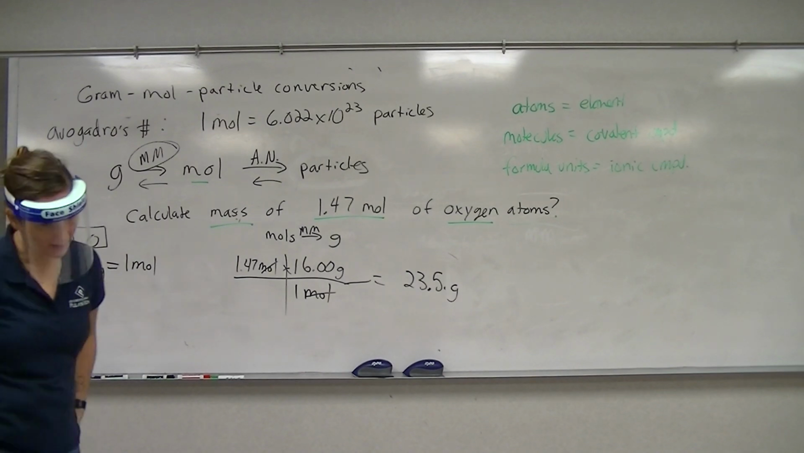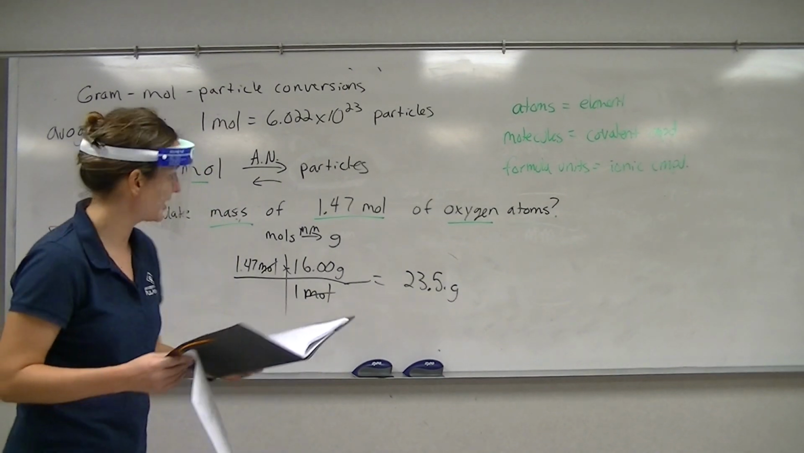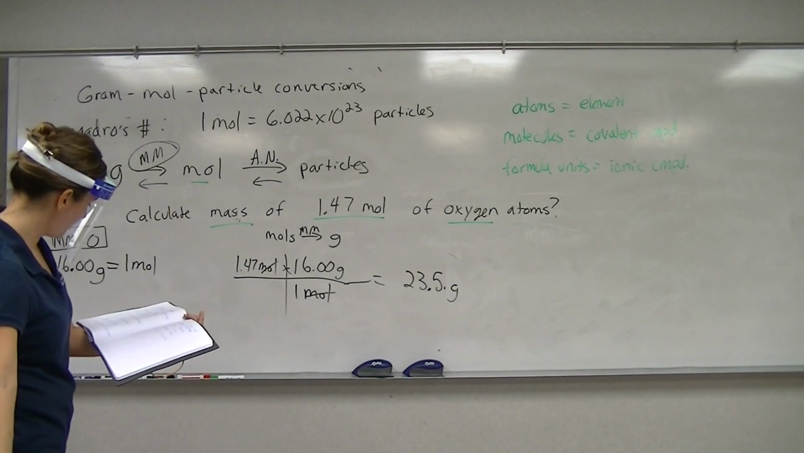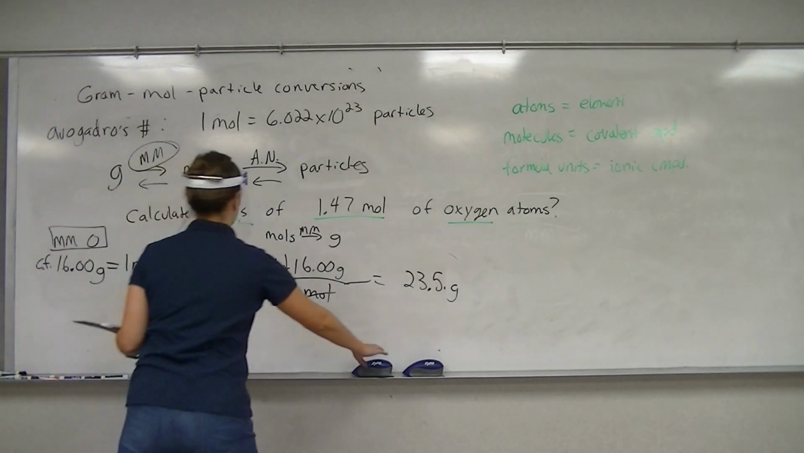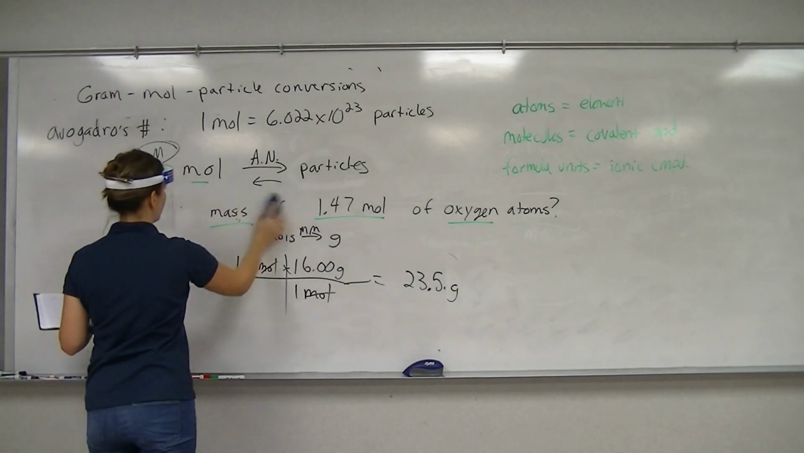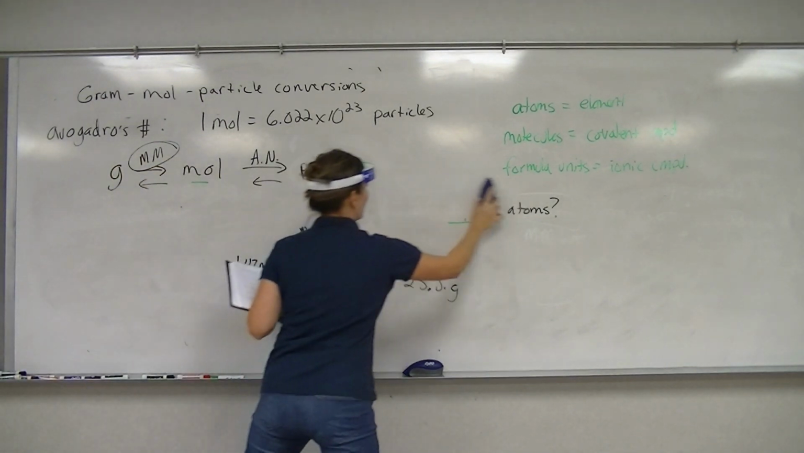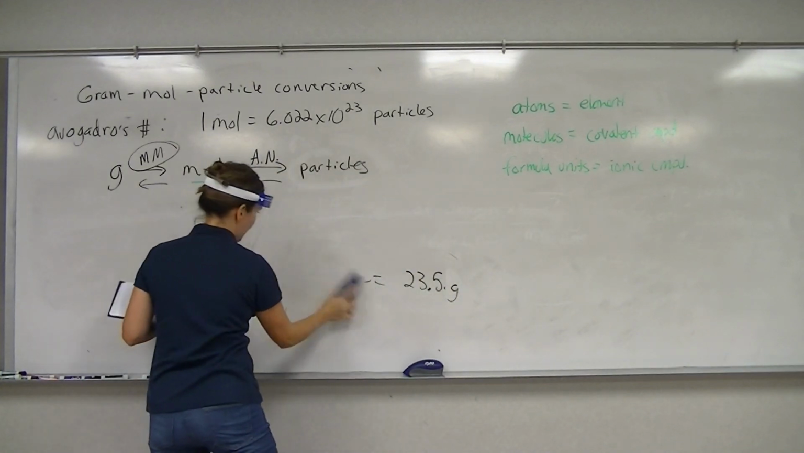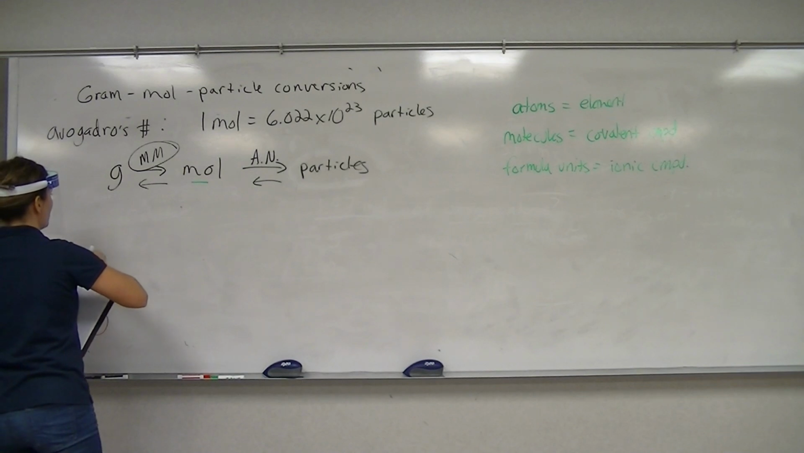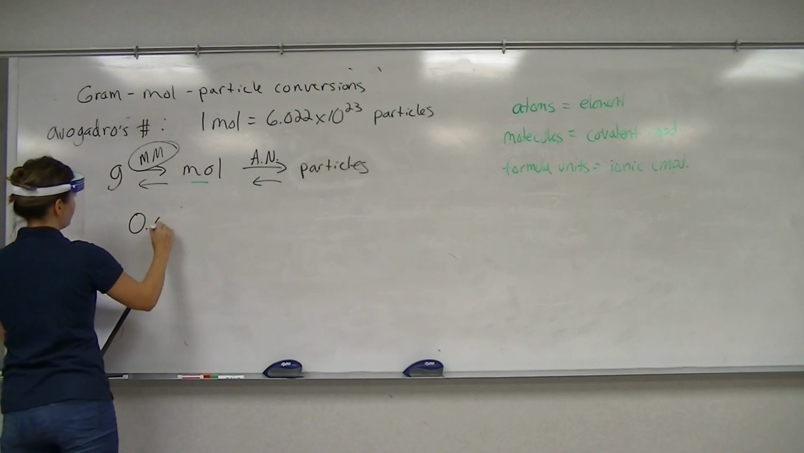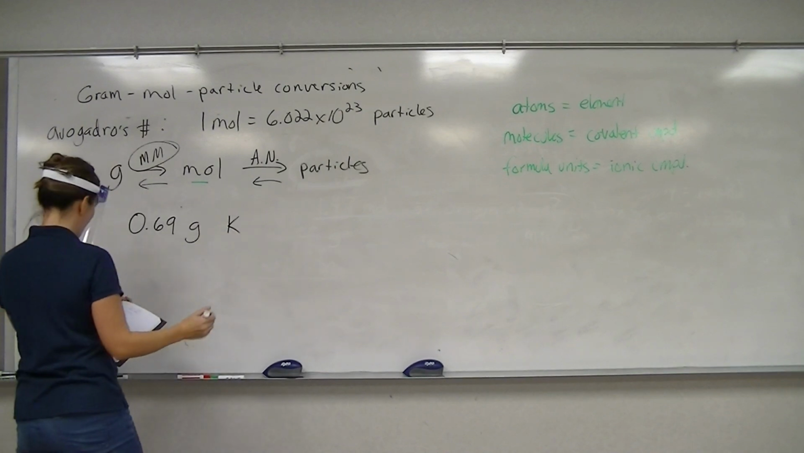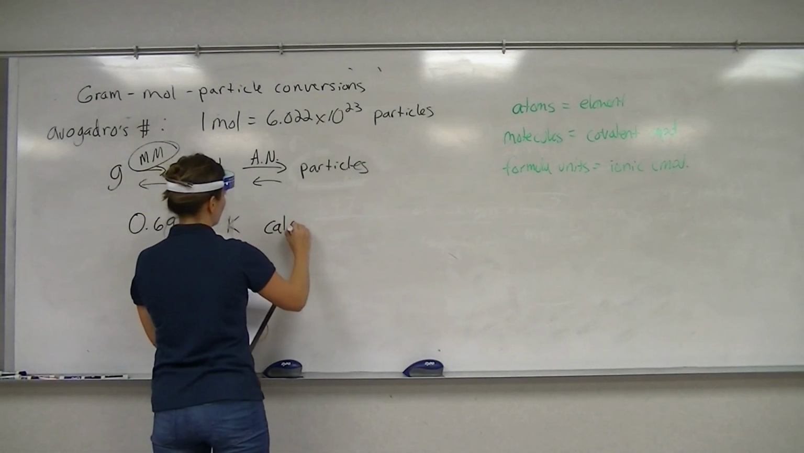All right, let's try a harder one. So we've only done kind of one-step ones. So let's go from grams all the way to atoms. So we're doing the whole process. And we're going to do it with potassium. So if you have 0.69 grams of potassium, calculate the atoms.